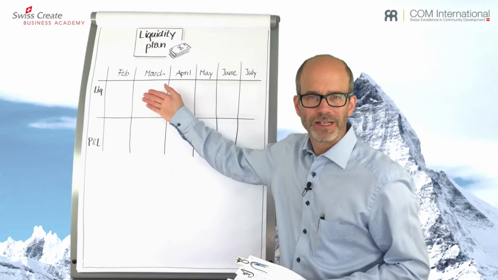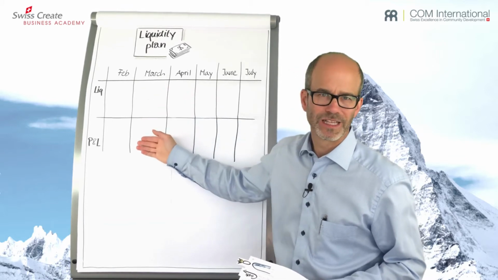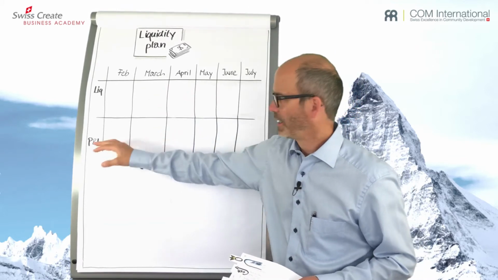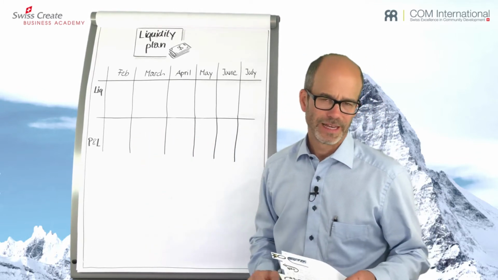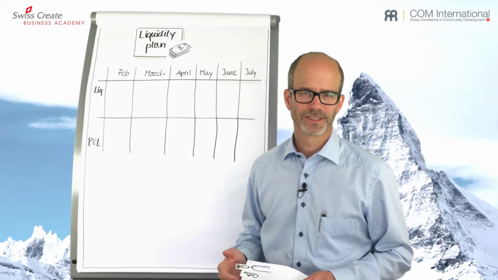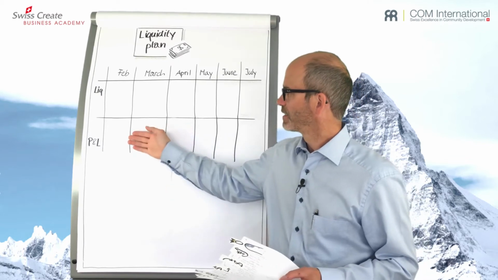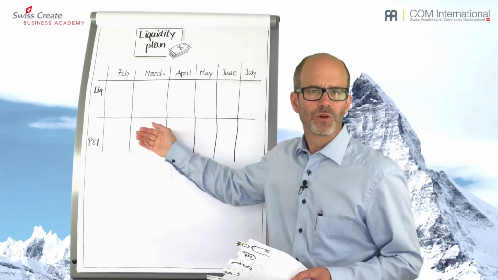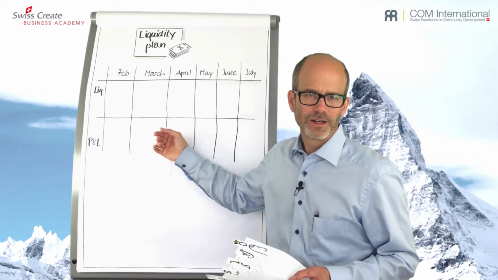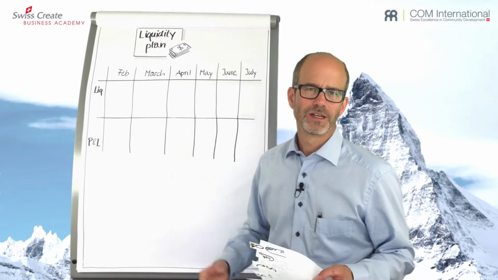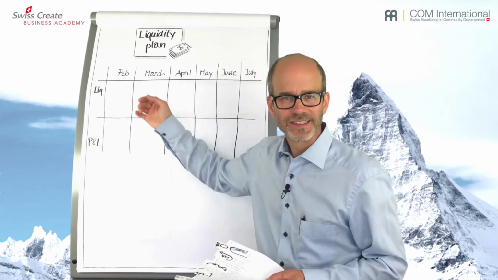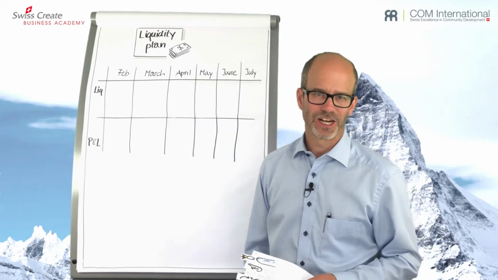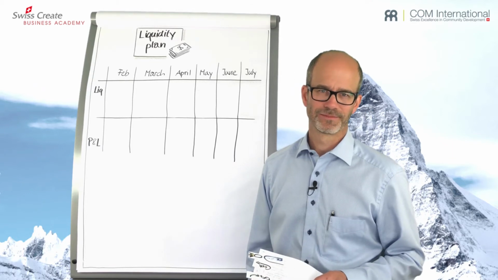So what's the difference between liquidity plan and profit and loss statement? The profit and loss statement shows the income and the expenses. So it's when you get income and what's the value and the consumption of value for this income. And the liquidity plan, it's the cash in and cash out, and it's not the same.